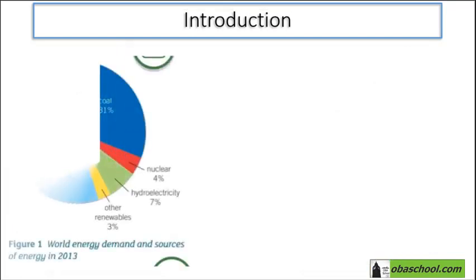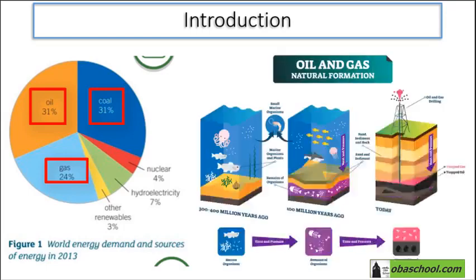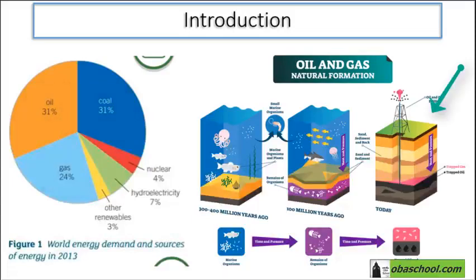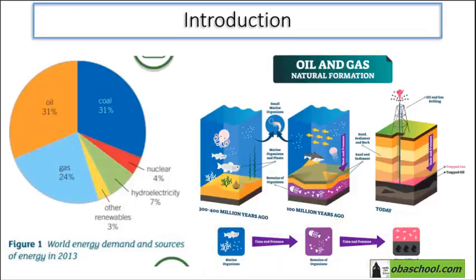Figure 1 shows how the global demand for energy is met. Fossil fuels as gas, oil, and coal are the greatest sources of energy worldwide. They are extracted from underground or under the seabed, come from long-dead animals and plants, and then are transported to oil refineries and power stations.